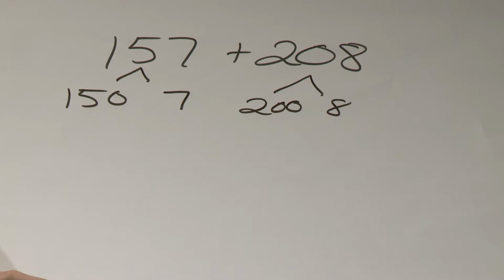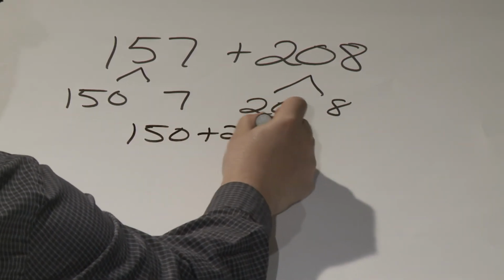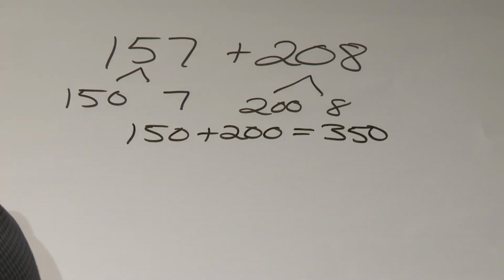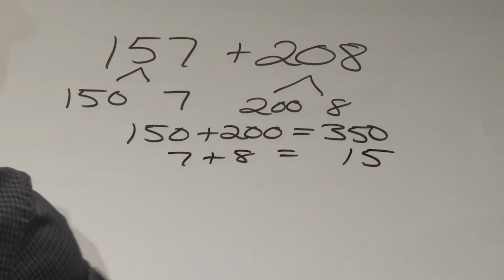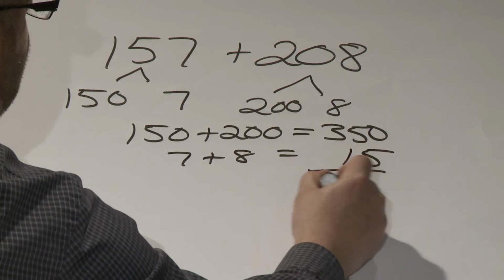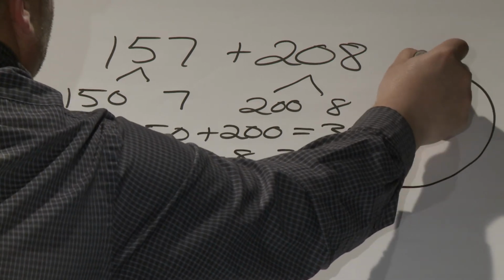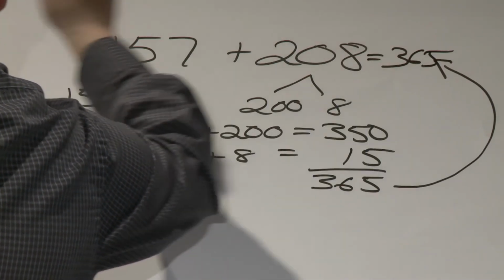Now we can add these numbers. 150 plus 200 equals 350. 7 plus 8 equals 15. And 350 plus 15 is 365. So the sum of 157 and 208 is 365.